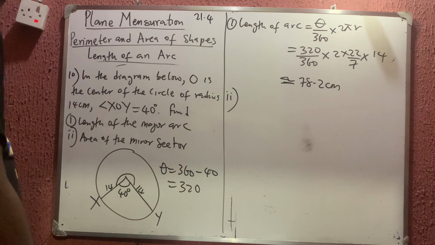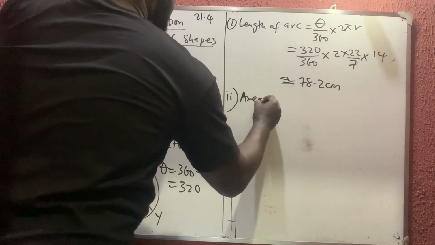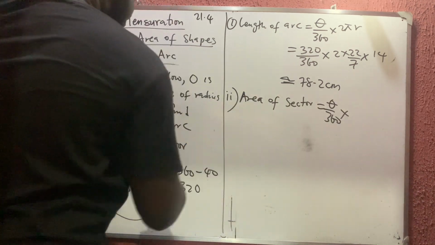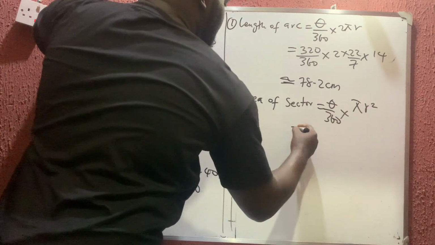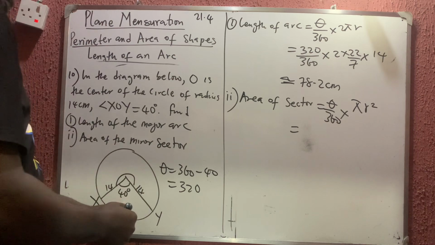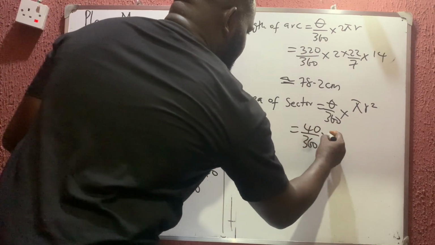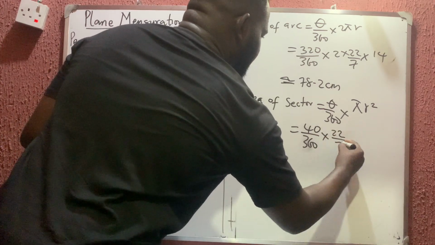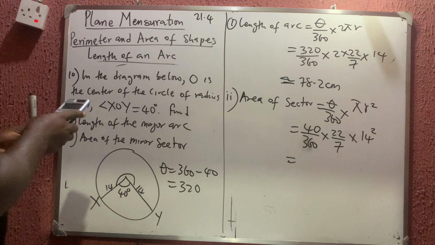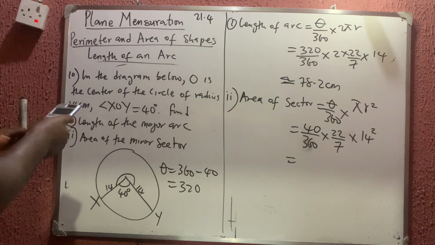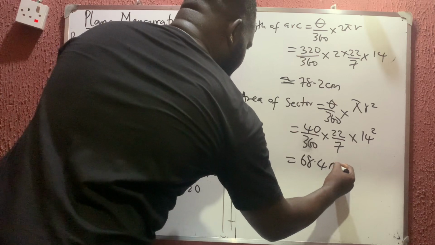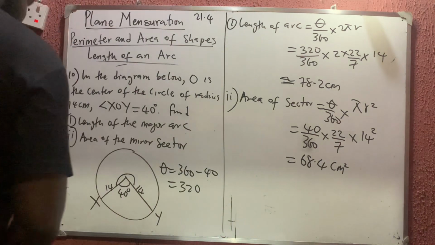Then we should calculate the area of the sector. So area of the sector is theta over 360 times the area of a circle, and the area of a circle is pi r squared. Are we using the major sector or the minor one? The minor sector. So we are using 40 over 360 times 22 over 7 times 14 squared. So this is going to give us 40 times 22 times 14 times another 14, divided by 2520. So I'm having approximately 68.4 cm squared.